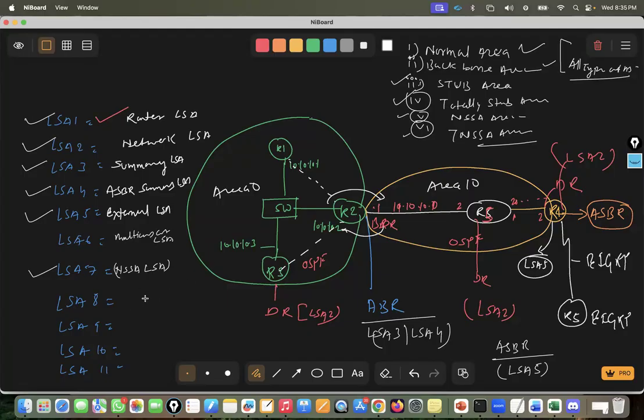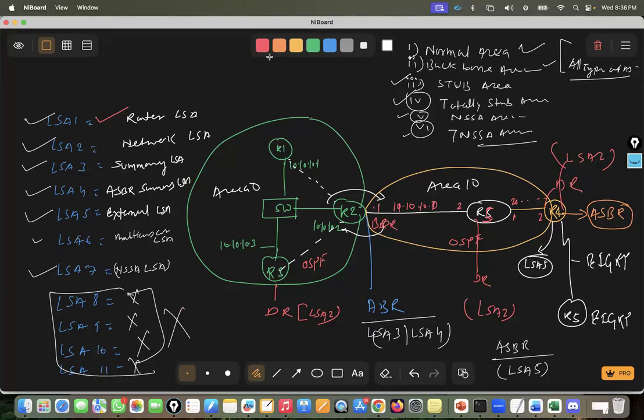LSA 8 we basically do not use. It is used as the external attribute LSA for BGP. The opaque LSAs, link-scope, area-scope, and autonomous-system-scope, are also not going to be used in our normal configuration. They are used in things like traffic engineering. This one is multicast.